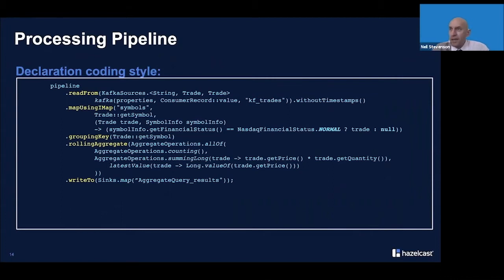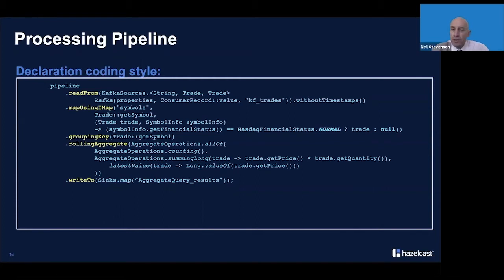The intermediate steps are kind of the bits that are interesting. So this map, using map, is that look up to that reference data map, the symbols map, and we're just doing a check. Is the financial status normal? In which case we allow the trade through. And if it's not, we null it out and it gets discarded. So as I mentioned, we're not interested in stock symbols in specific statuses that aren't normal. You do that grouping based on the trade symbol, which is the foreign key, because trades are keyed by an ID, which is just a sequence number.